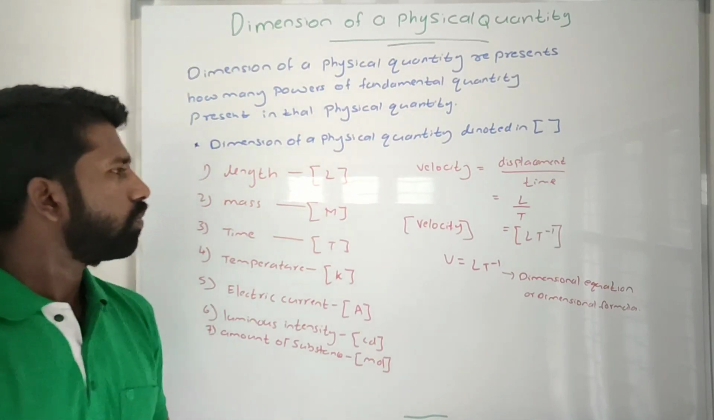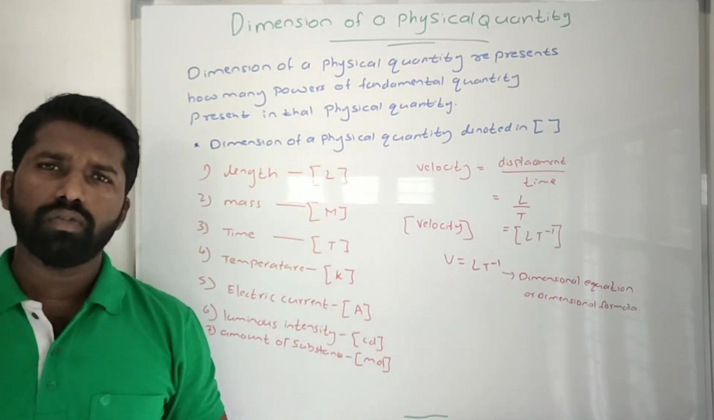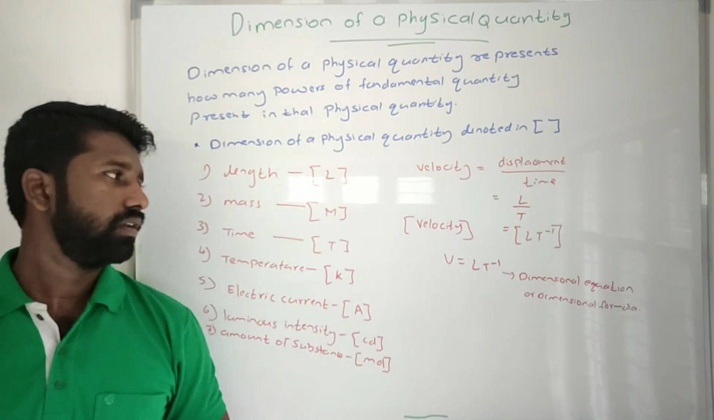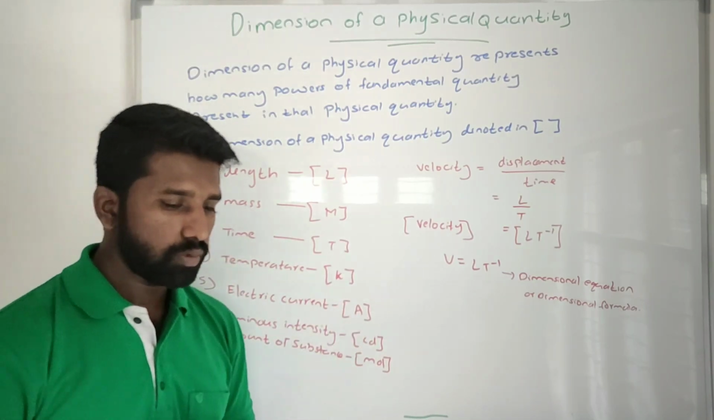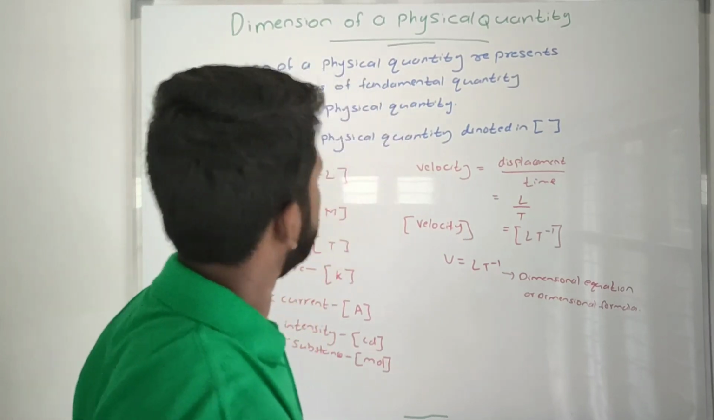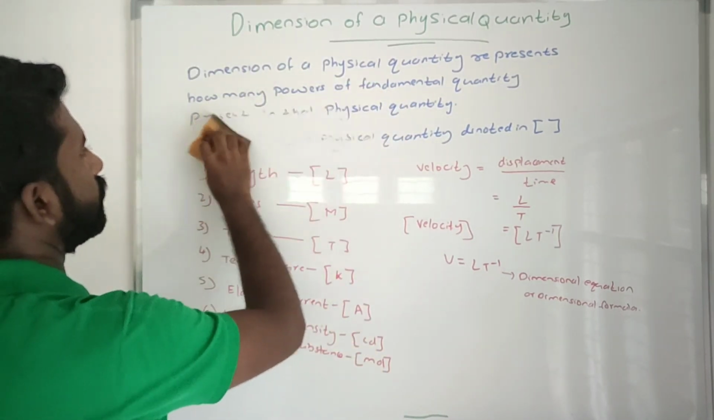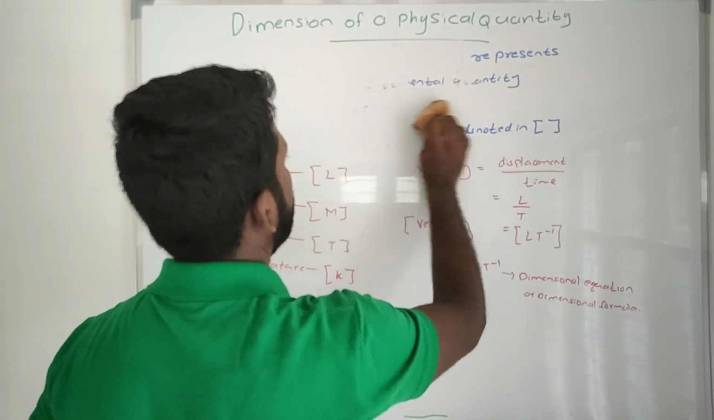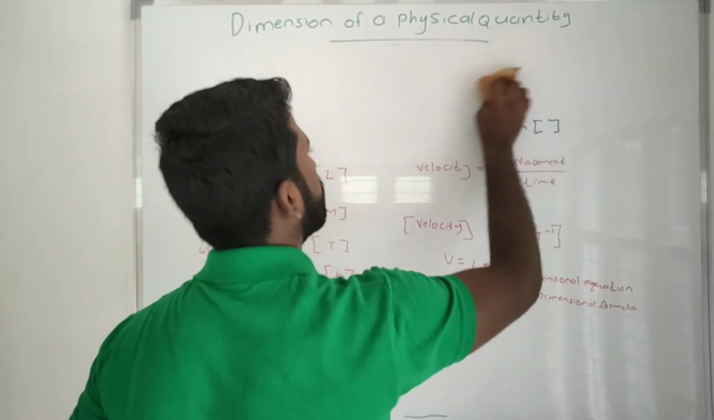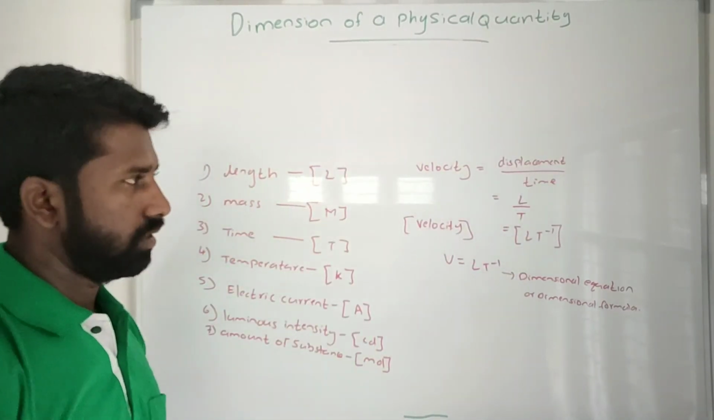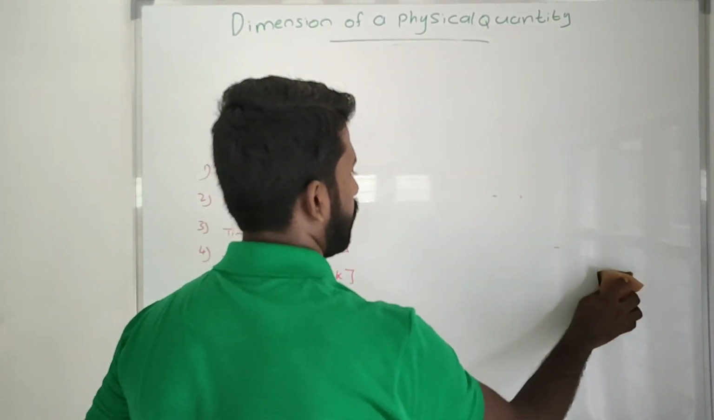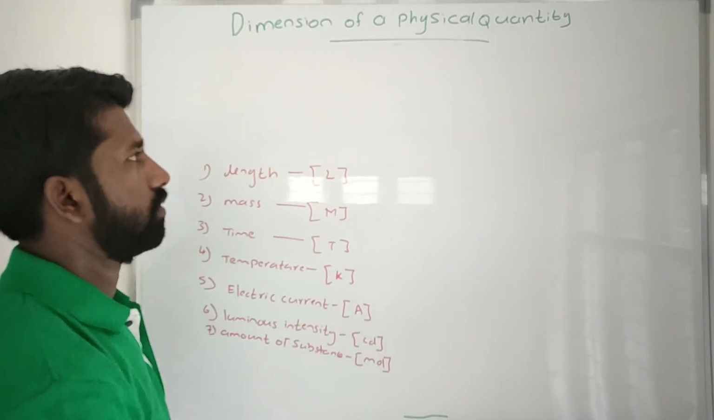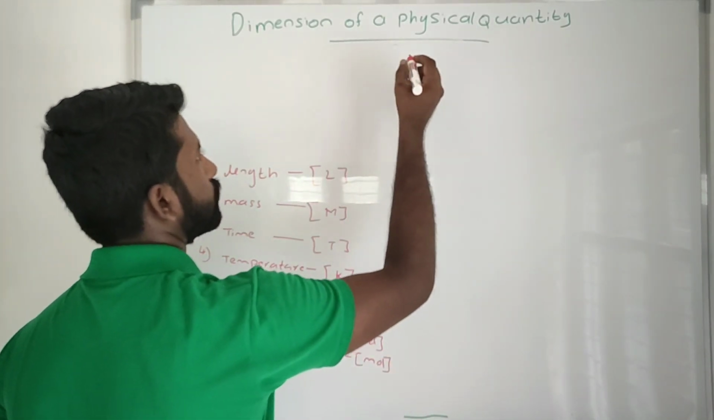Clear? By using this, we can find the dimension of any derived quantity. Okay. Now I will write one more example. That is, I will take an example of G, the universal gravitational constant. So what is the dimension of G?